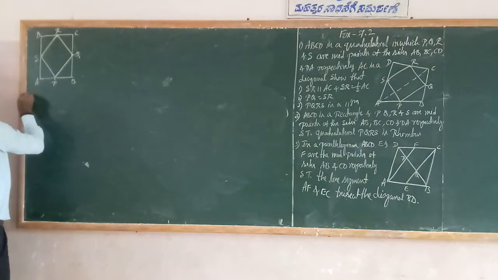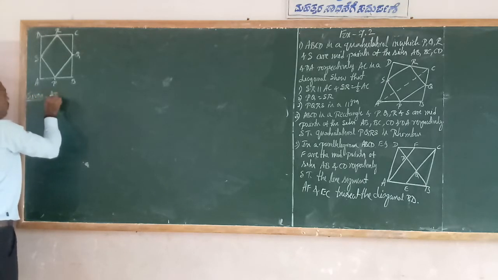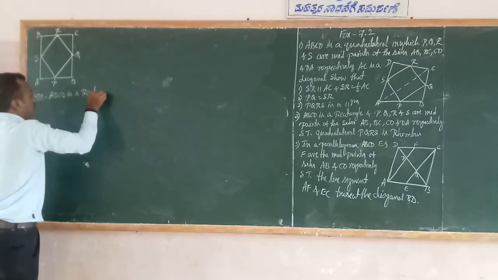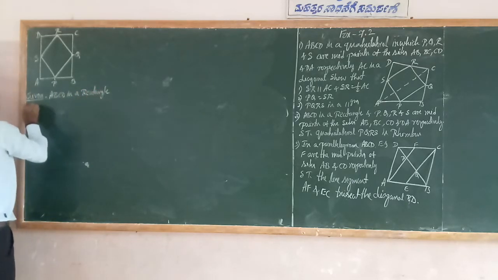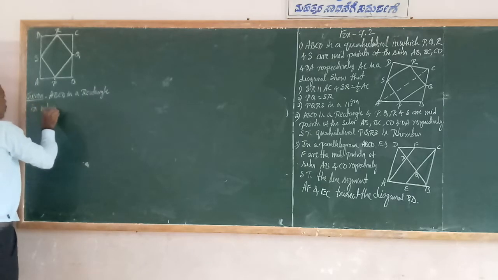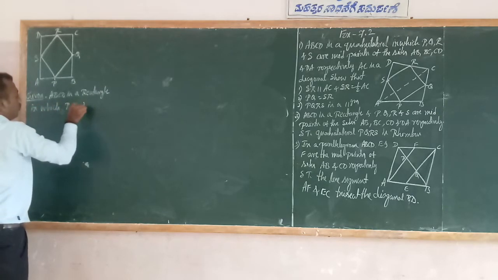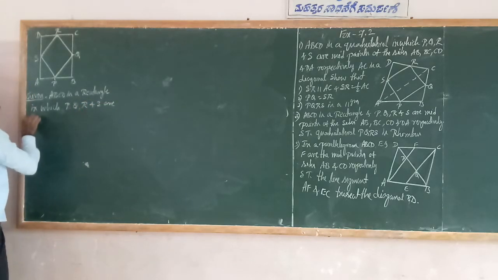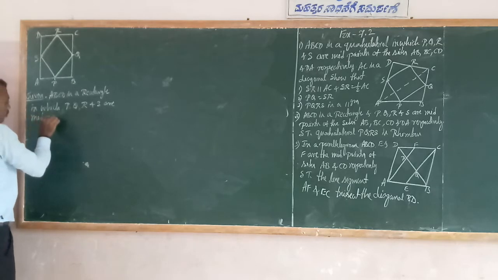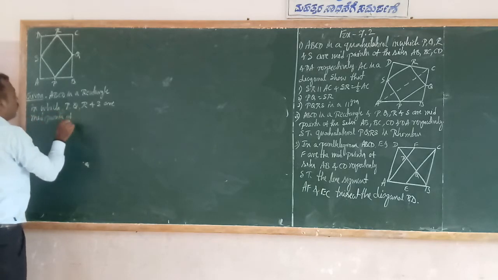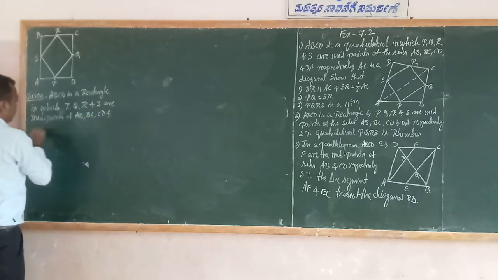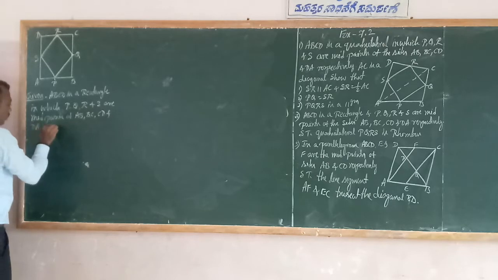So, first of all, I will write the given. What is given? ABCD is a rectangle in which P, Q, R and S are midpoints of AB, BC, CD and DA respectively.